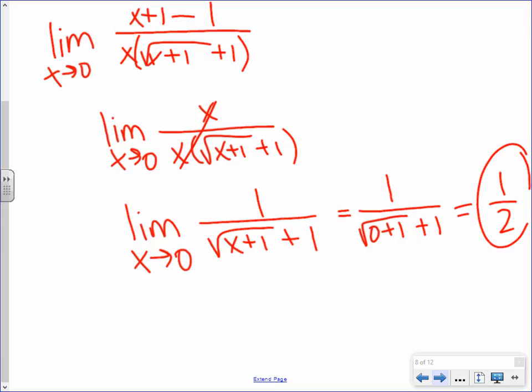You have two strategies. If you plug in your value and you're dividing by 0, you can factor and see if you can get any factors to cancel. If there's a radical, you can multiply by the conjugate to make your fraction look different, and then plug those in. Okay? Those types of problems will be very important for you to practice on your homework this weekend. So make sure you practice those.